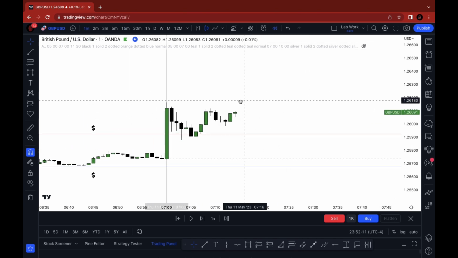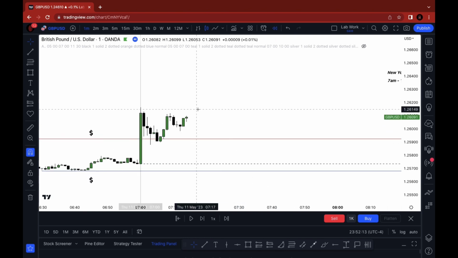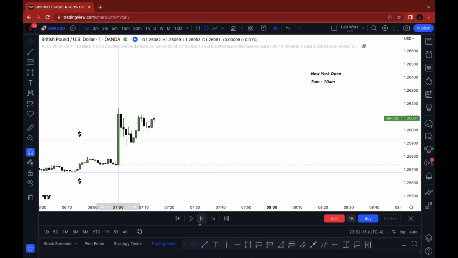So I'm looking for the very most obvious fair value gap that I can see after breaking that 15-minute swing high. So we're going to play price forward to see if we can find it.